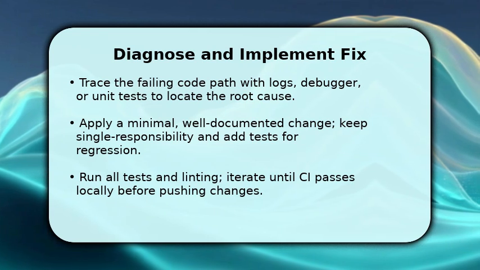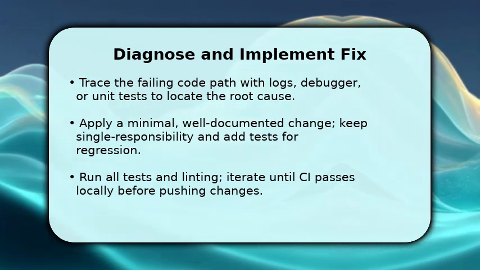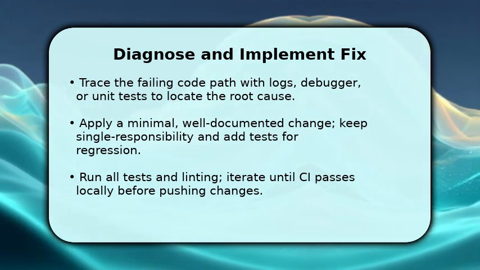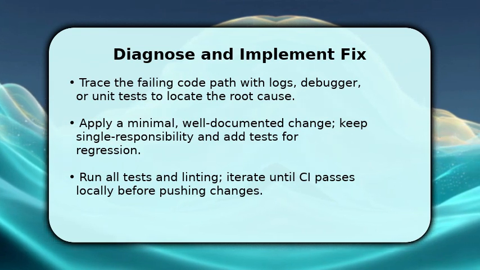Then run the full test suite, linting, and build steps locally. If tests fail, roll back the last change, iterate, and refine until everything is green before preparing the push. You're close, finalize the change.